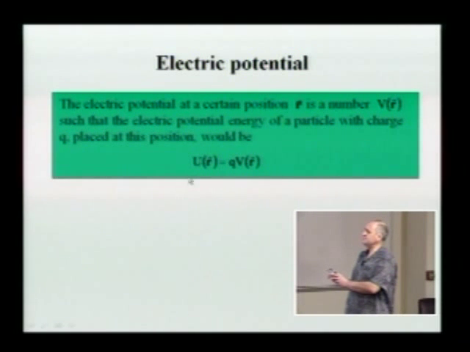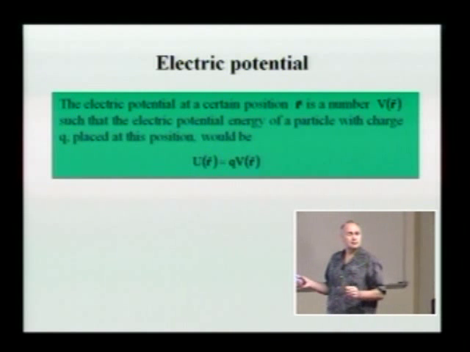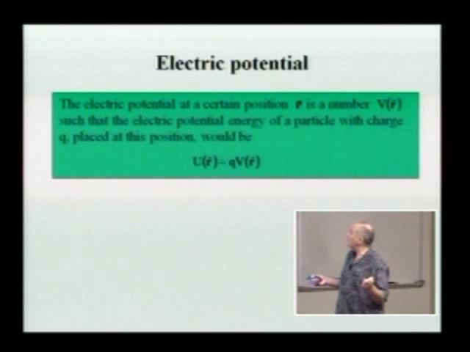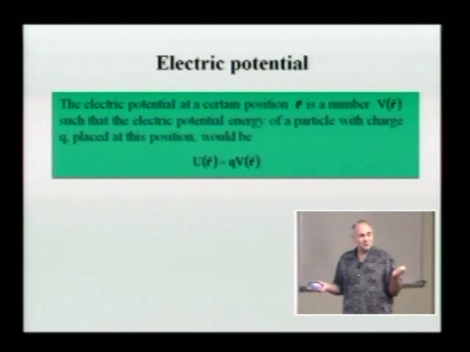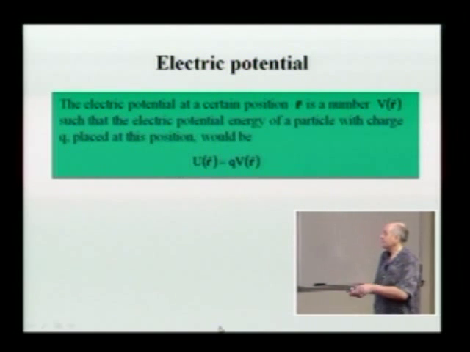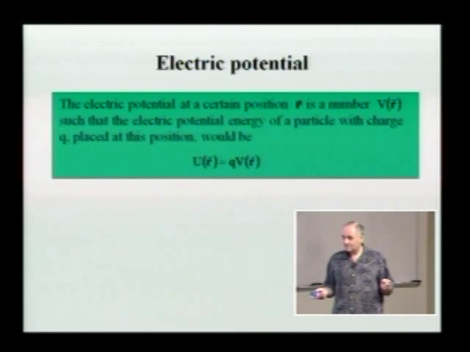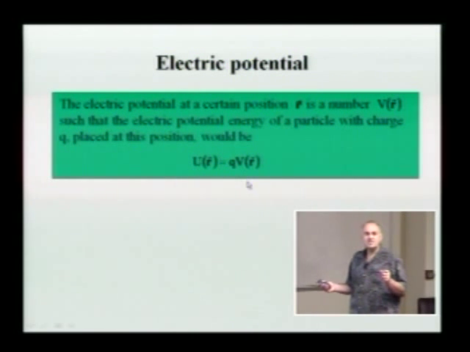How about if we try again to recall what is what? U stands for potential energy. Which potential energy? Electric potential energy. Of a particle, correct. Which particle? Placed at position R, correct. Now what's Q? Charge of the particle. Which particle? At position R, correct. Now what is V?